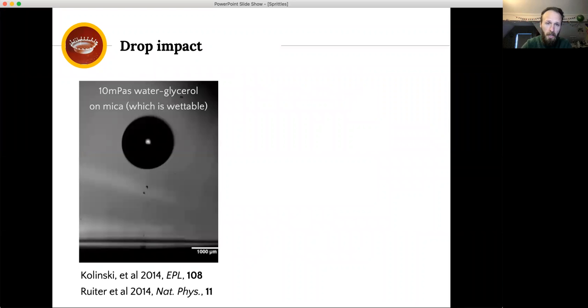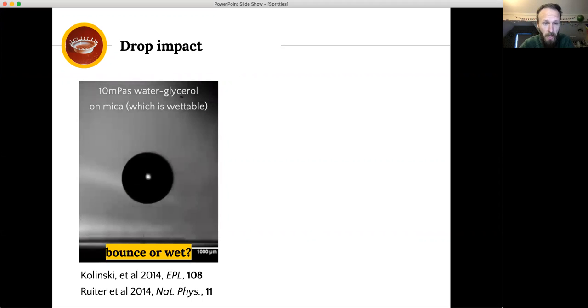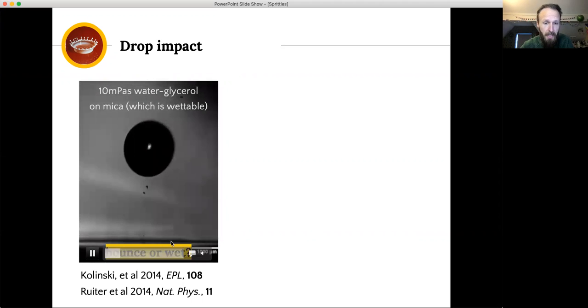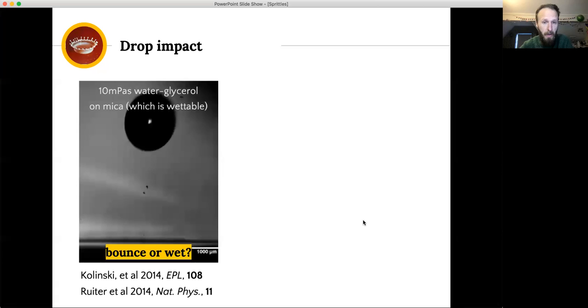What I'm going to consider is some recent experiments by two different groups where they look at the impact of liquid drops on solid surfaces that are wettable. And in particular, they show that for sufficiently low speeds, these drops can bounce off the surface without ever touching them because they're suspended by a gas nanofilm which cushions this impact.